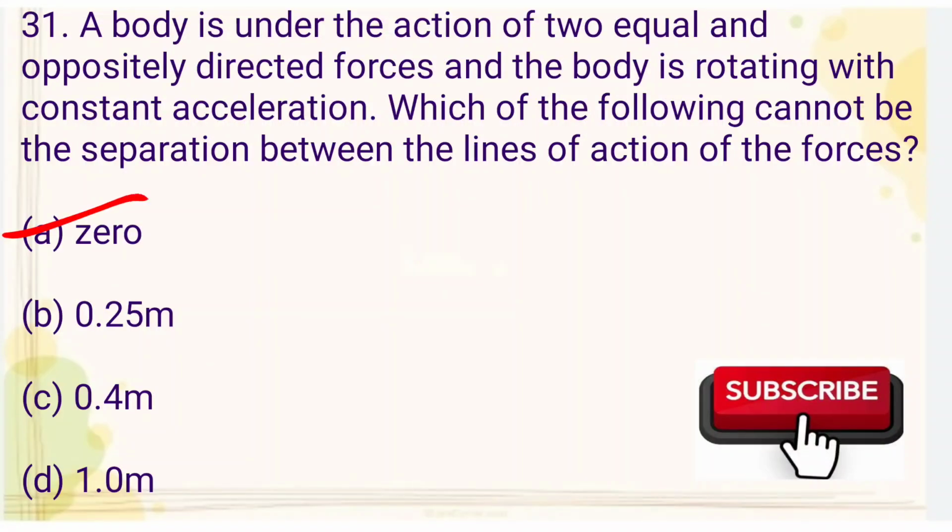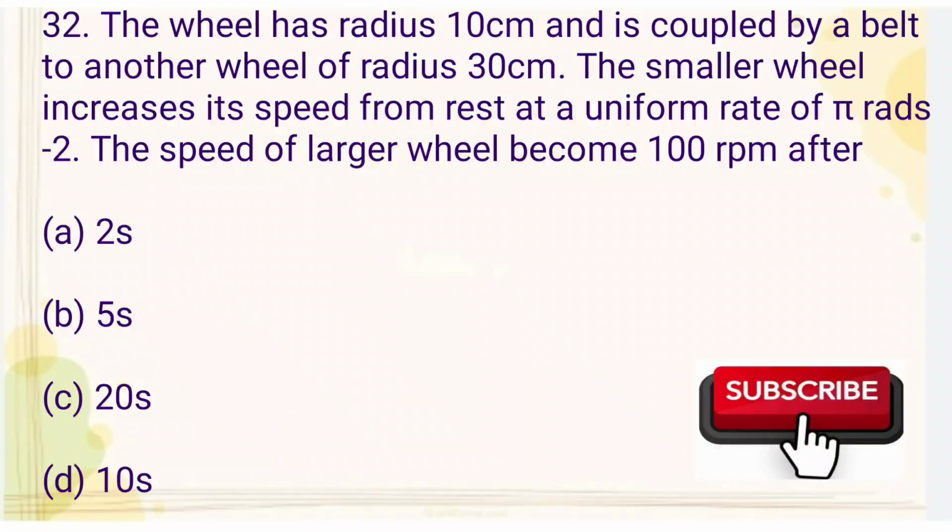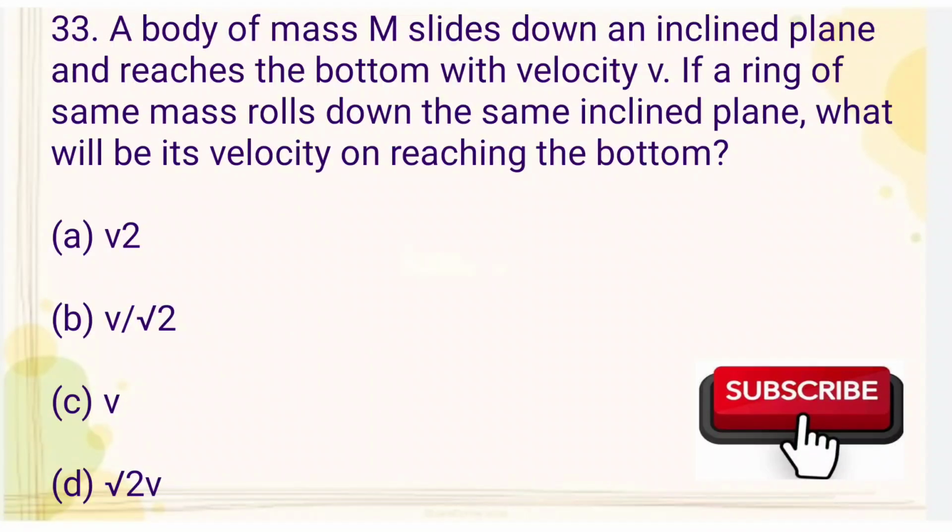That is 0. Option A. The wheel has radius 10 cm and is coupled by a belt with another wheel of radius 30 cm. The smaller wheel increases its speed from rest at a uniform rate of pi radians per second squared. The speed of the larger wheel becomes 100 rpm after option D, 10 seconds.